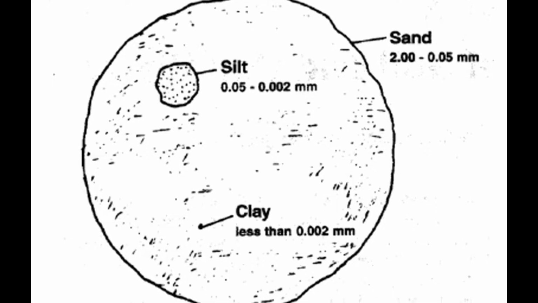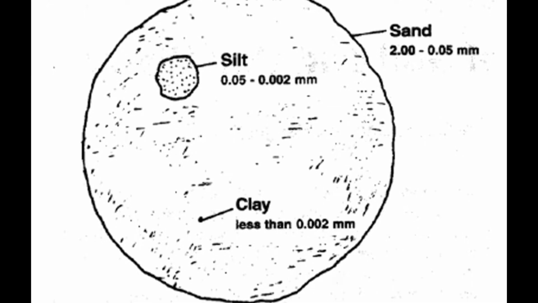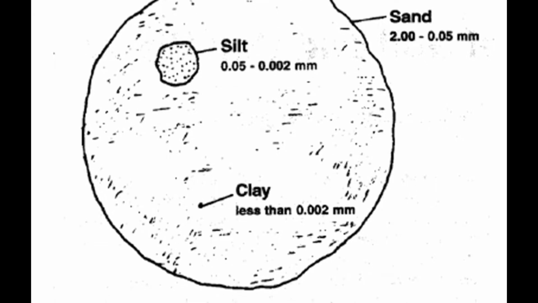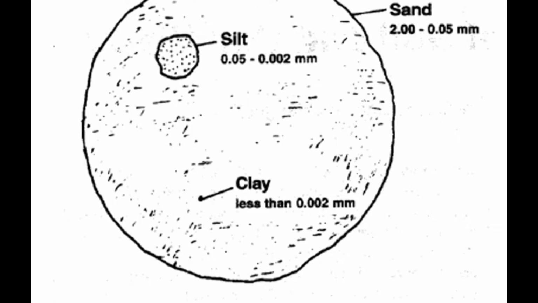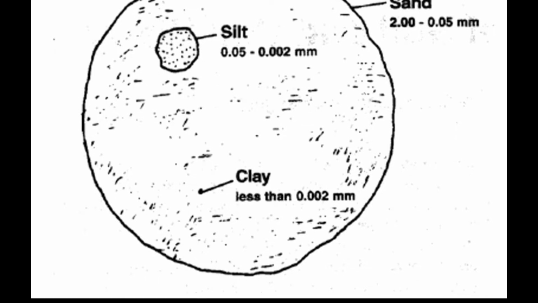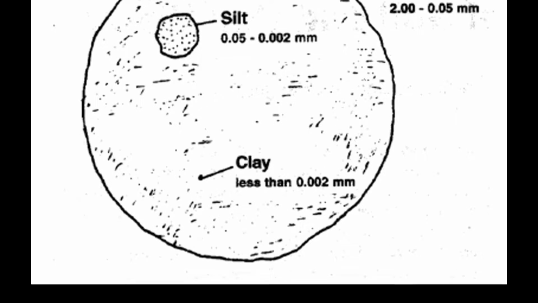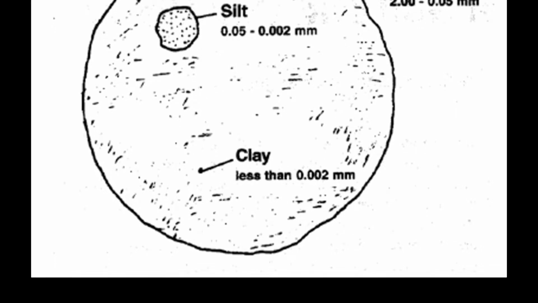So sand, silt, and clay, it's kind of like sand is a beach ball. Silt, compared to the beach ball, would be like a tennis ball or a golf ball. And then clay is just a tiny little dot, like the end of your pencil, compared to the beach ball.